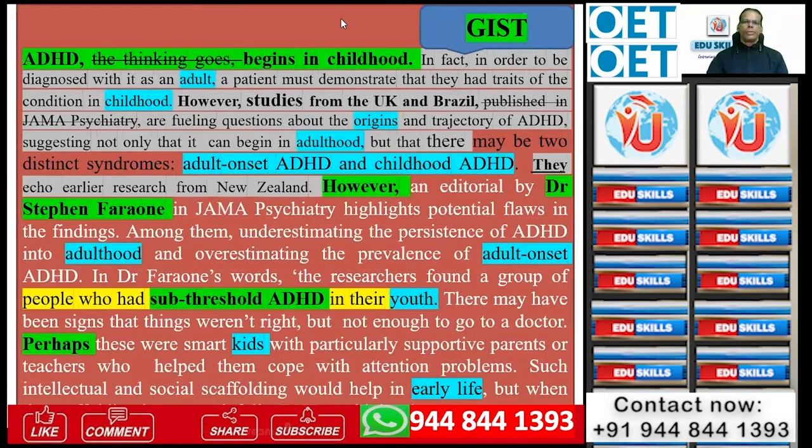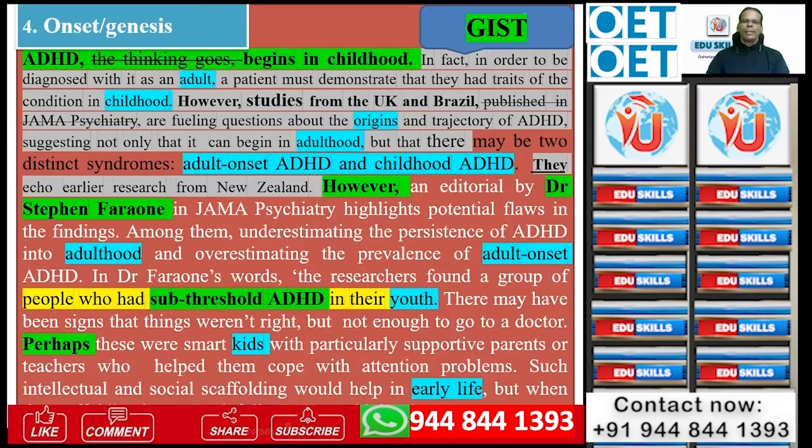This is a question about gist. See, onset or genesis, beginning of ADHD. See, the first sentence itself is the topic sentence. That's what I said. You have to understand the focus on the structure of the sentence. That first sentence gives you the theme or gist of the paragraph. ADHD begins in childhood. Where does the onset happen? Genesis or beginning of this particular disorder.